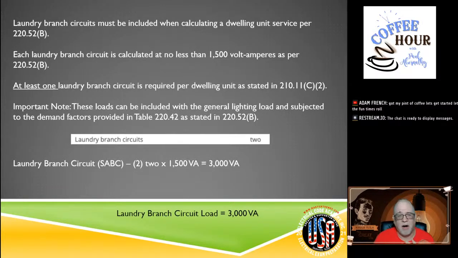Well, if you remember in ours, the laundry, it says that it has 2. Now, of course, you have to have at least 1 in this one family dwelling that we're calculating as per 210.11C2. And we're putting 2 in. Now, where do I get the VA value? 220.52B. And if you look at it, it'll tell you, for the laundry, what's the value? And again, 1,500 VA shall be included for each.